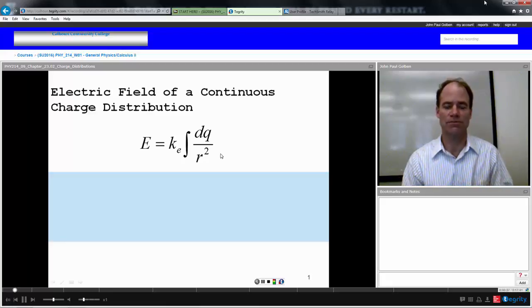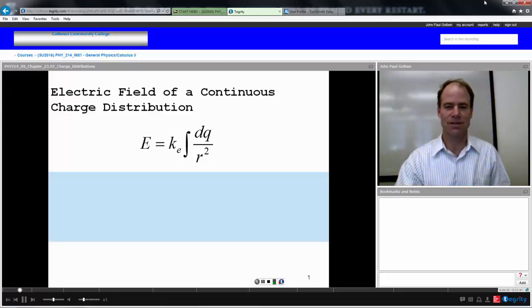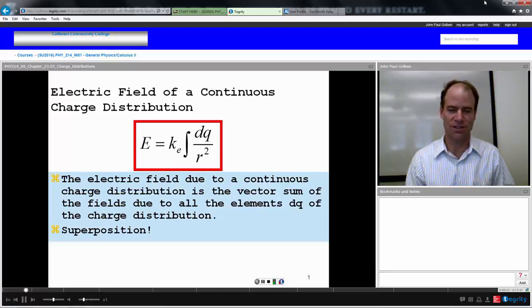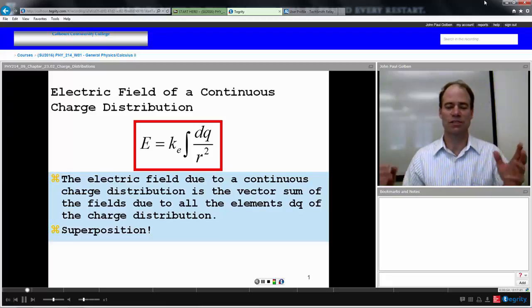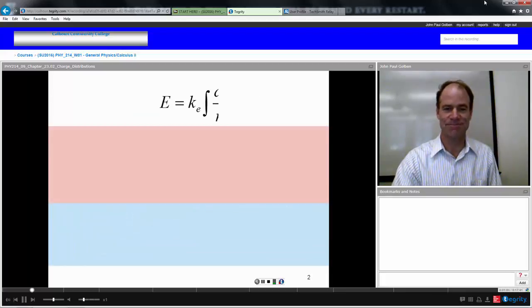What we're going to do is treat our continuous charge distribution as a distribution of many little point charges, all of them values of dq, and then we're going to superimpose those together. So the electric field due to a continuous charge distribution is the vector sum of all the fields due to all the elements dq of the charge distribution, superposition. If we just treat them as all little point charges, add them all together and find out the result, that would be the electric field due to that continuous distribution. Sounds good.